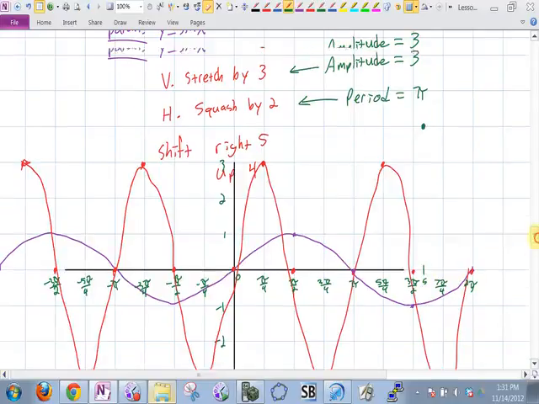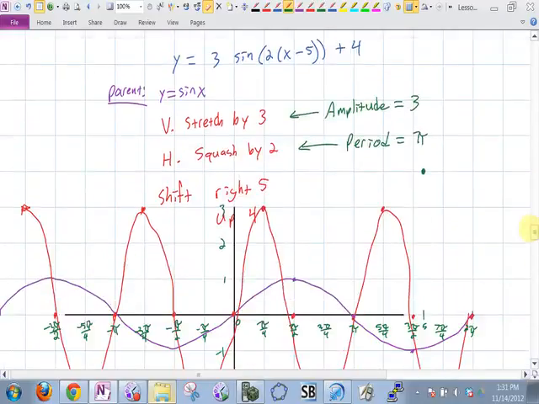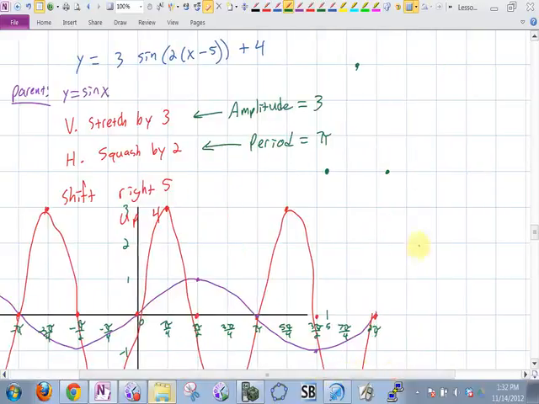I've got that point right there. I know that my next point is going to be right 1 up 3. Because that's what I'm looking at here. Right? The next one is going to be right 1 down 3. Right 1 down 3 again. Right 1 up 3. And so you're going to have a graph that looks a little something like.